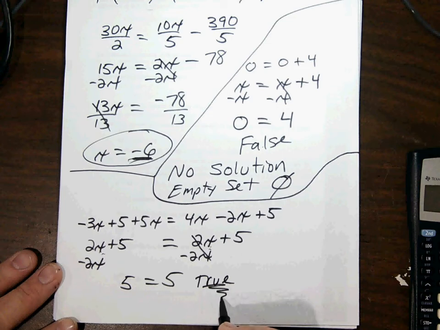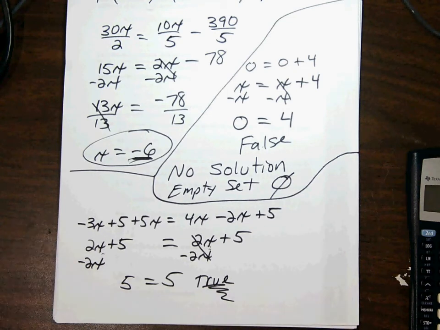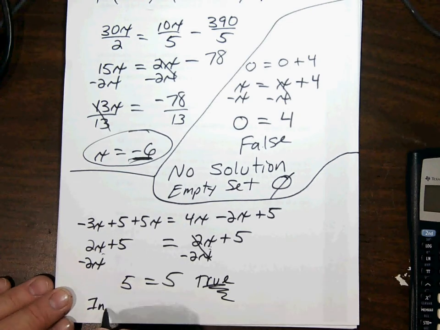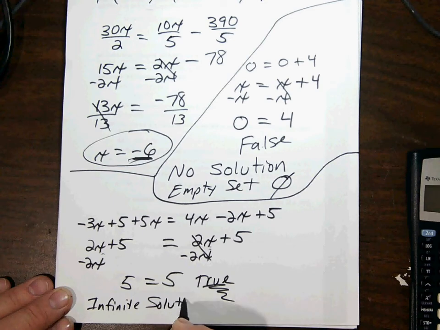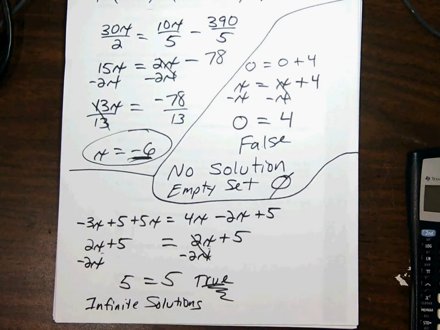Okay, here's what I was mentioning before when we were checking problems. You're looking for a true statement. Well, this isn't a check. This is the problem itself. If the x's all disappear and I get a true statement staring at me in the face, then I say there's infinite solutions. Okay, all what we call real numbers will work. Infinite number of solutions. Okay, good deal.